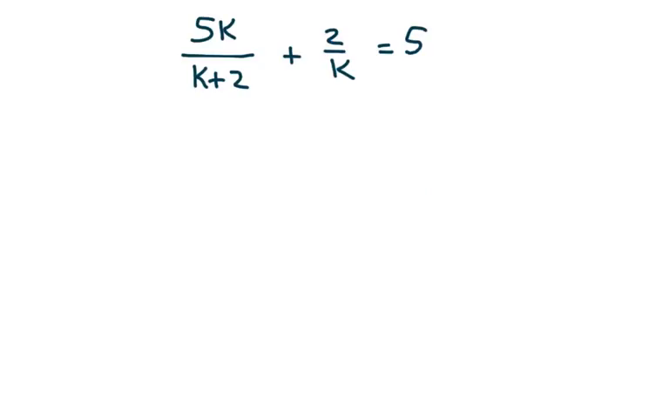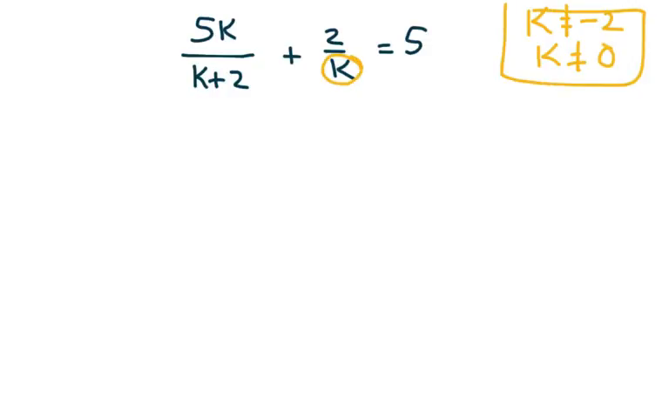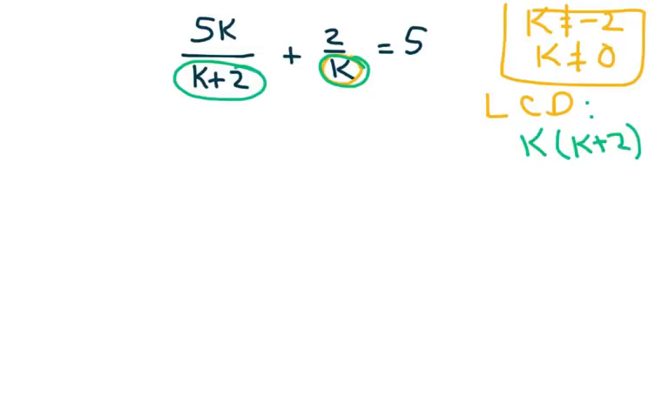Okay, here's one with k. So my restrictions are k cannot be -2, because if you have -2 here, you get 0 here. And k can also not be 0. You plug 0 into this one, you get 2 over 0, and that's impossible. So our LCD, you have to take each piece. This is a unit, this is a unit. So our LCD is k times k plus 2. You need both pieces. And just think, if you didn't have it, you couldn't divide through.